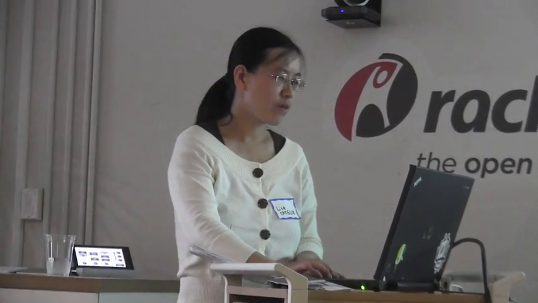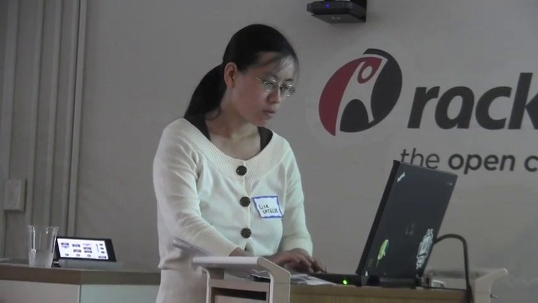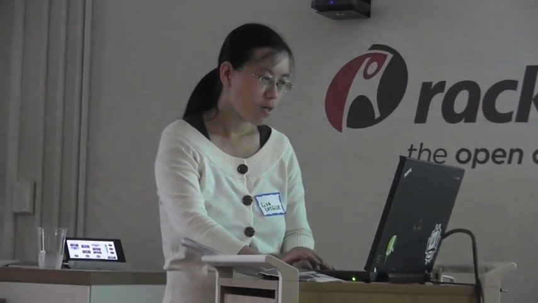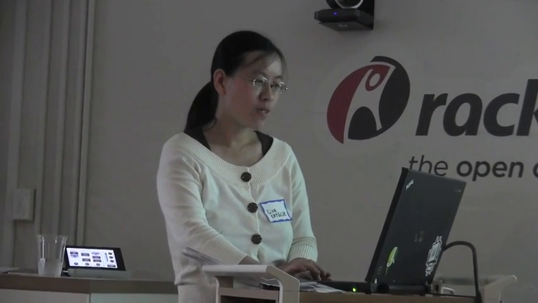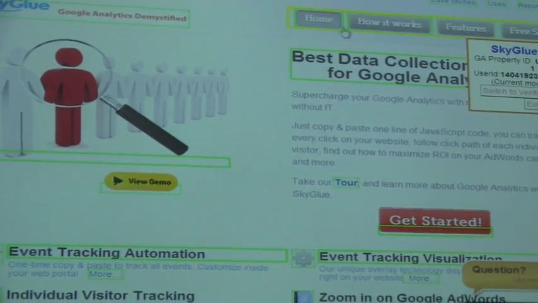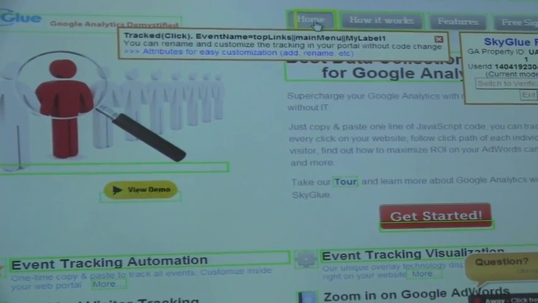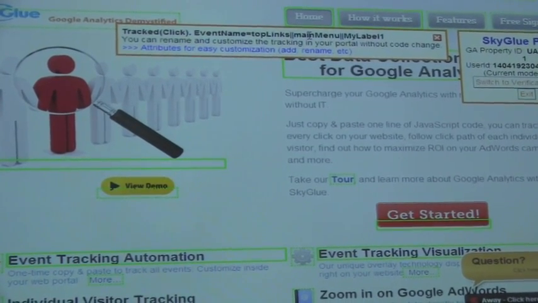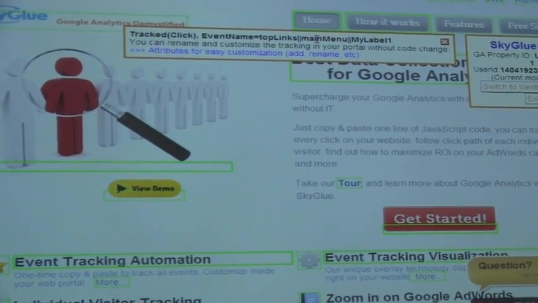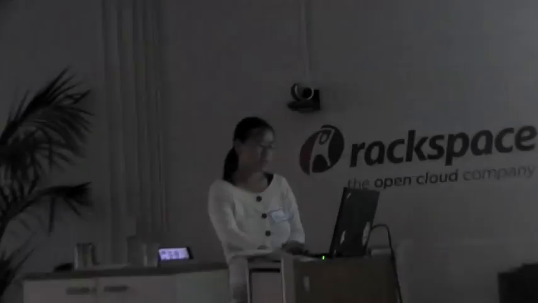So I'll show you how the visual user interface looks like. Feel free to check out our website. You can see all these highlighted green elements. They are all tracked by SkyGlue automatically in our tracking mode. By clicking the buttons, you can retrieve event names. And then after that, all your data is sent directly to your Google Analytics account. In there, you can do your analysis.